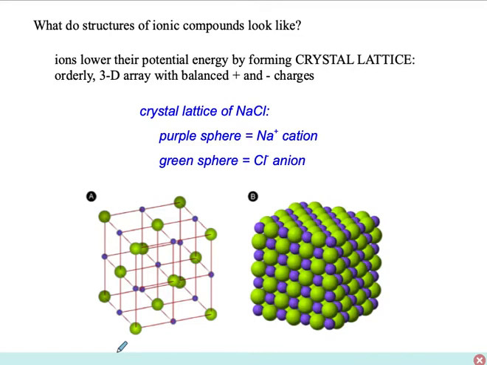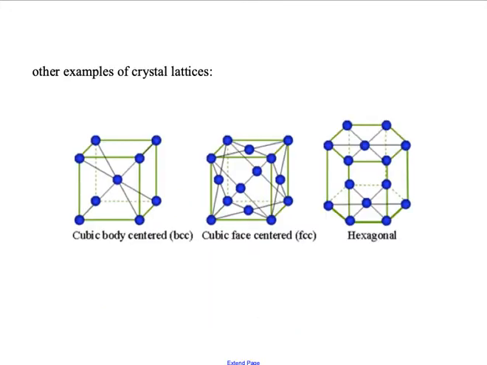Now, this is simply one type of crystal lattice, and there are many other types, and on this slide I show you some other examples. The previous slide showed the sodium chloride lattice. This is cubic body-centered, cubic face-centered, and hexagonal. You don't need to know any of these. In fact, all I want you to know is what a crystal lattice is and that there are a variety of different types of crystal lattices.